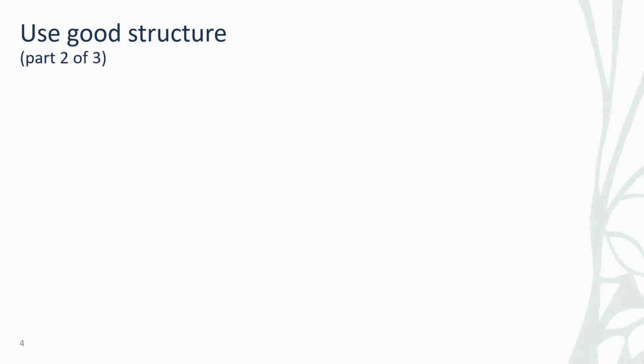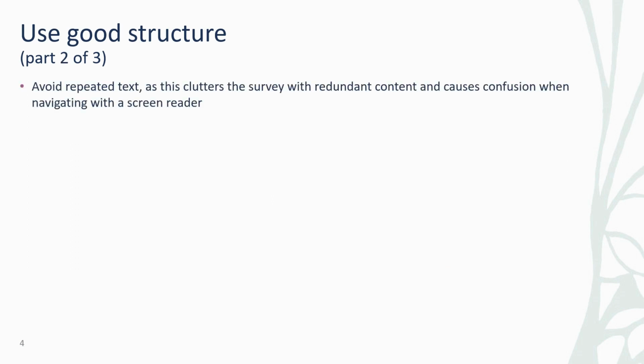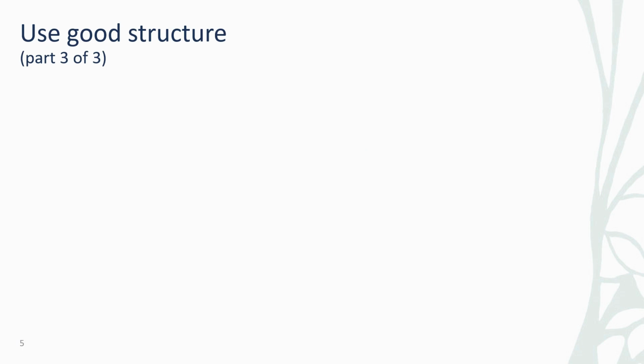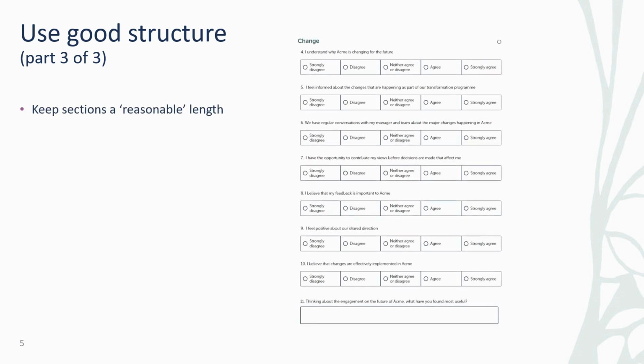Headings should also not repeat, or be repeated by, question or instruction text. Doing so clutters the survey with redundant content and causes confusion when navigating with a screen reader. Pages with no headings should also be avoided where possible, as headings are needed to provide context, particularly for the screen reader user, but this will help all users and help you think carefully about the structure in your survey design.